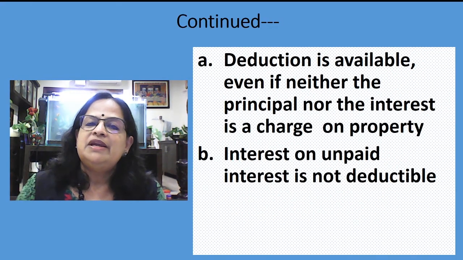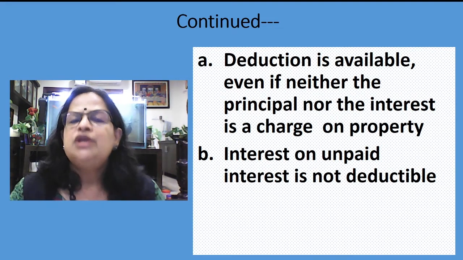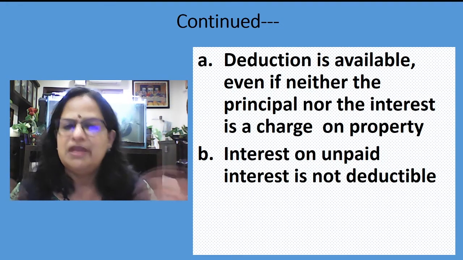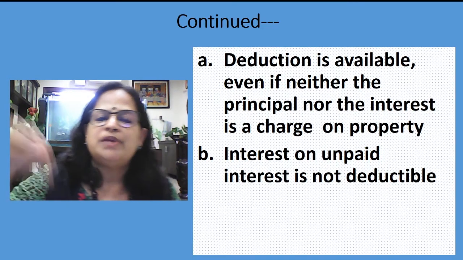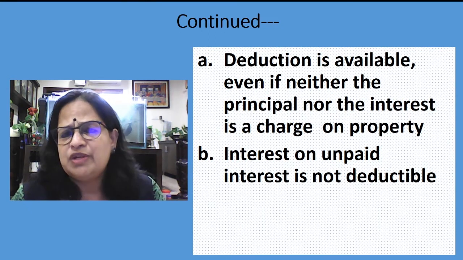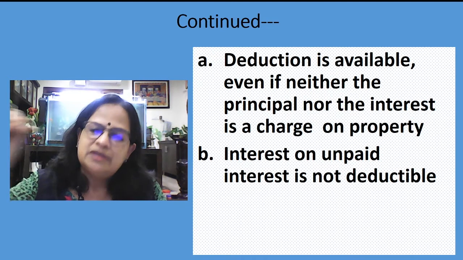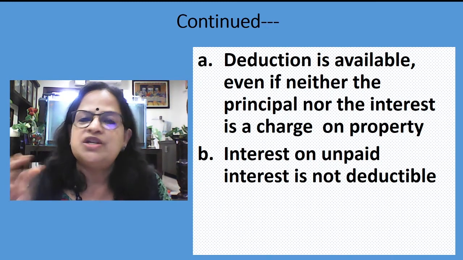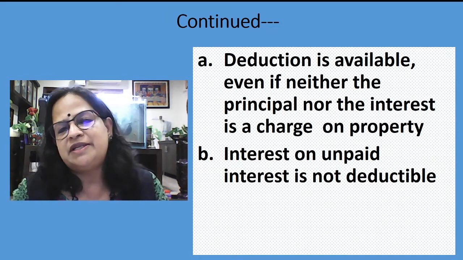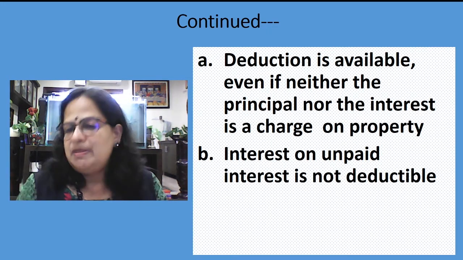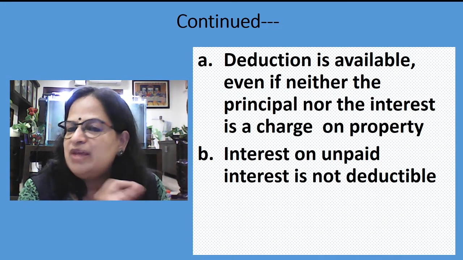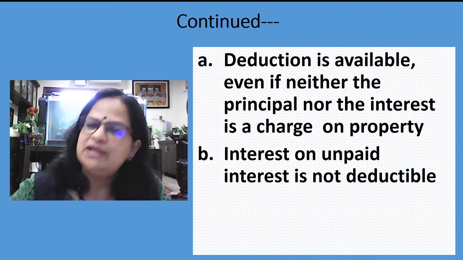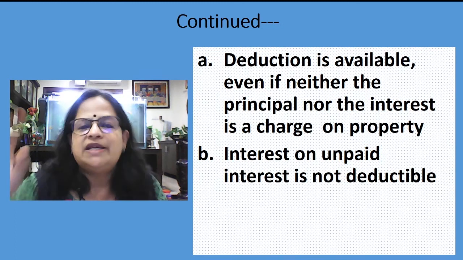Next: deduction is available even if neither the principal nor the interest is a charge on property. Usually when non-performing assets are increasing, people make default and become defaulters in payment. Usually, till the loan is repaid, the property will be registered in the name of the bank. But you have to remember that even if the bank is not creating a charge on the property, they can still claim the principal amount and the interest. So this deduction is allowed whether or not the bank has created a charge on the property. Meaning, while we are still paying the loan, ownership of the building or property will be in the name of the bank, and when you clear the loan, they will transfer it to the owner. Even if the bank has not done that arrangement, even if the banker is still considering the person who has taken the loan as the owner, you can claim this deduction.